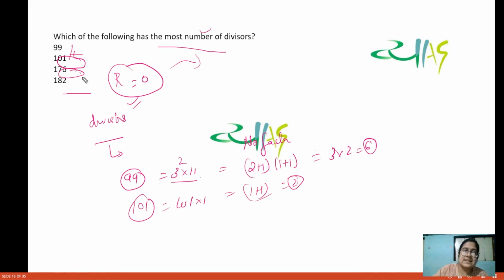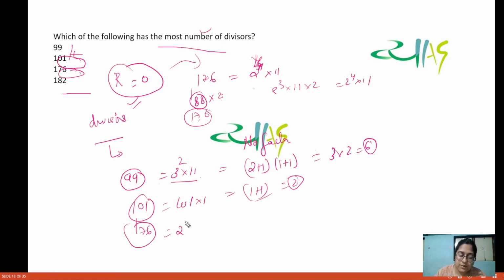So 176. Now what is 176? I think 88 into 2. And now this 88 is what? 88 is 2 cube into 11, and we have one more 2. So we have 2 to the power 4 into 11. So 176 you can write as 2 to the power 4 into 11. So the number of factors will be 4 plus 1 and 1 plus 1. So this will be 5 into 2, that is 10.